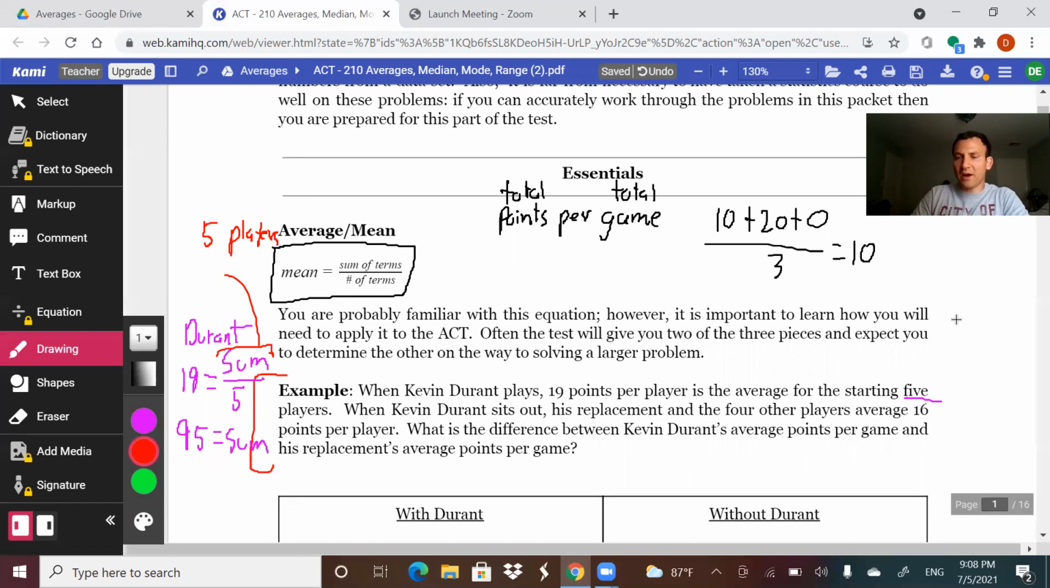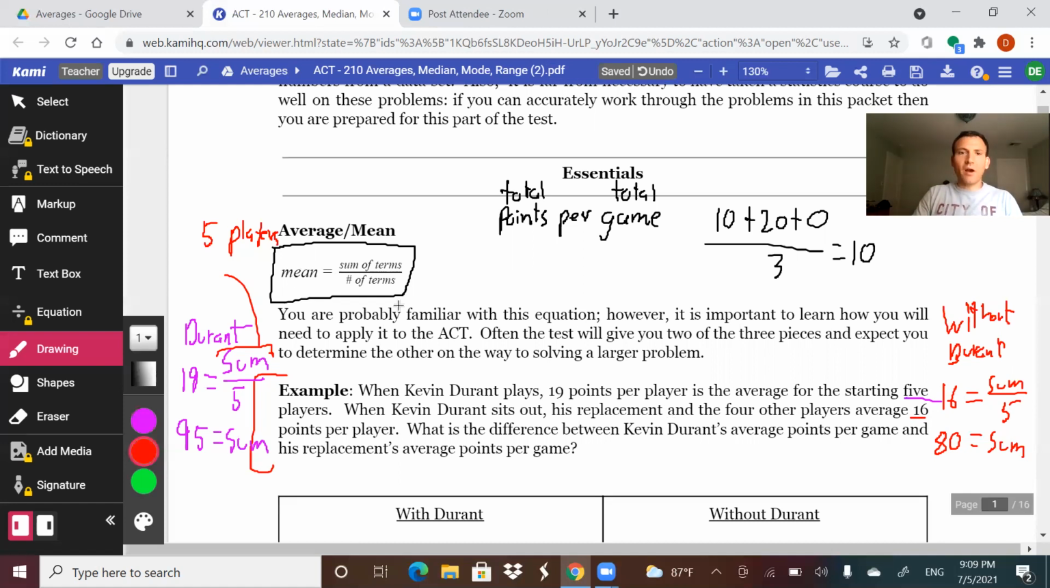So we filled in all the pieces. Let's do the same without Durant. So without Durant, we know that the average actually drops down to 16. And we don't know the sum, but we know that there is a starting 5. So now we're looking at 80. So the question, now that we've figured out all the pieces, we know the mean for each one. We know the sum of all the terms. We calculated that for each one. And we already knew the number of terms for each was 5.